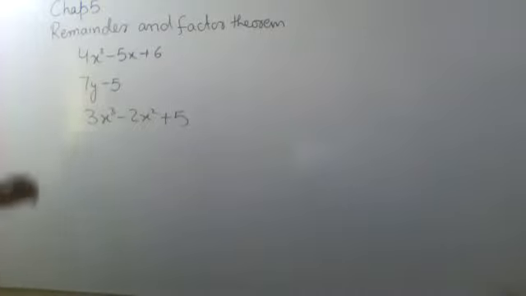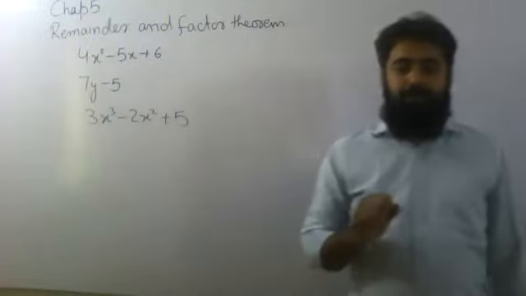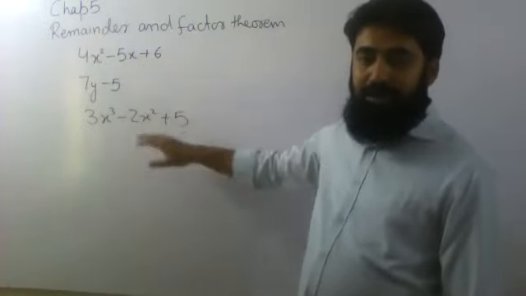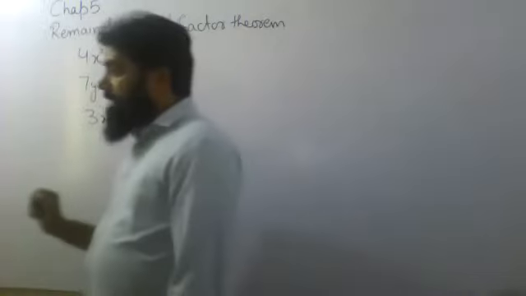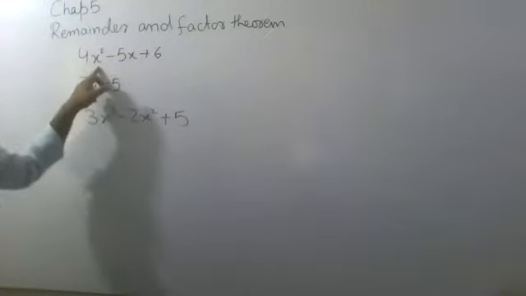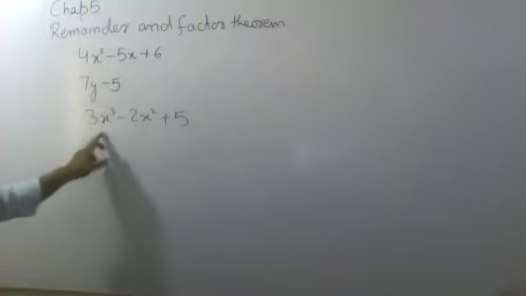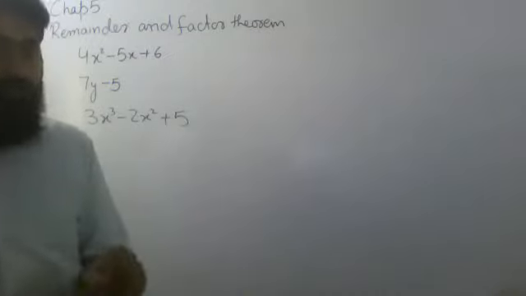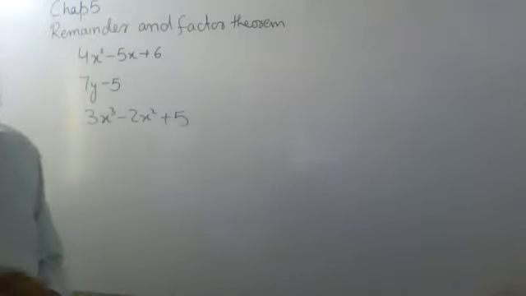Okay. Now, as you can see, I'm saying all of them are polynomials, but this one is a little bit different. Why is it different? Because over here the highest power is x square. Over here the highest power of y is 1, and over here it is x cubed. So every polynomial whichever we have got always will have a degree.